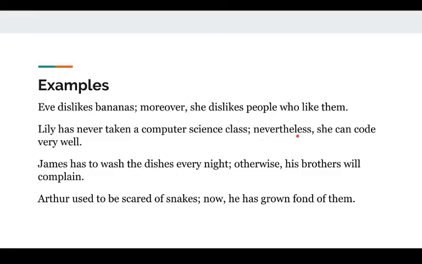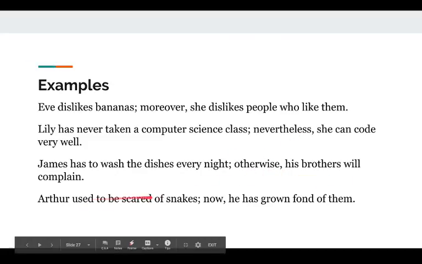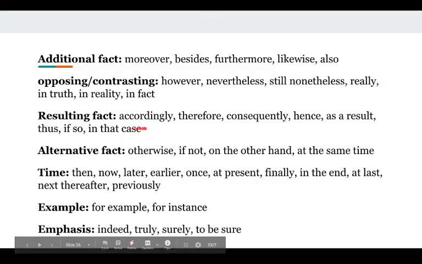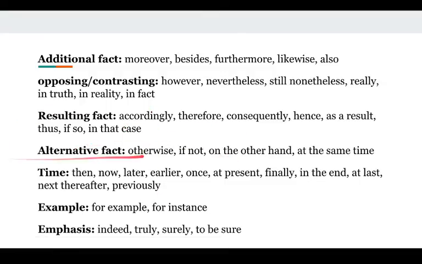In the sentence, "James has to wash the dishes every night; otherwise, his brothers will complain," otherwise was here in alternative fact.